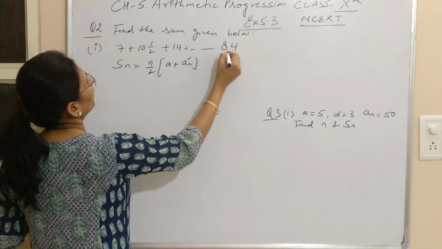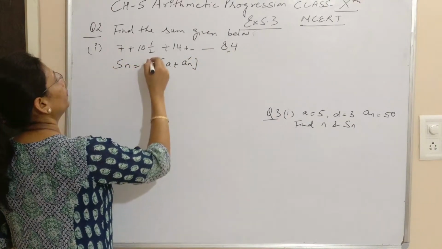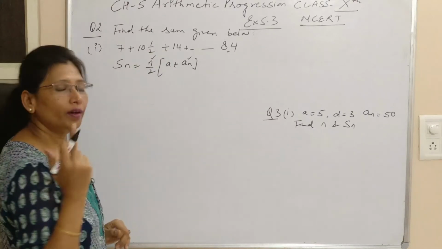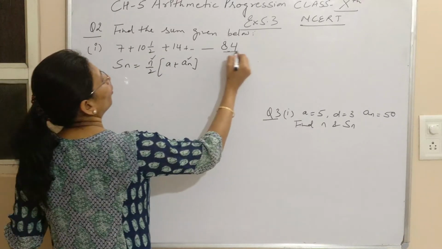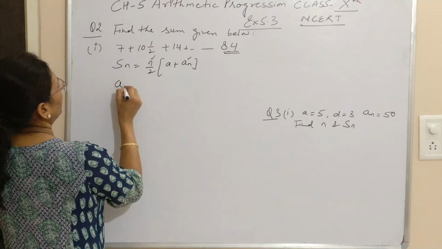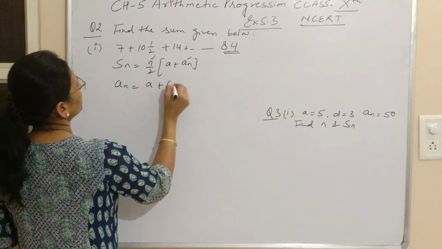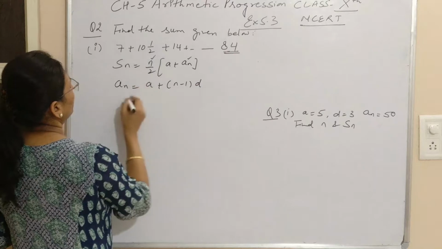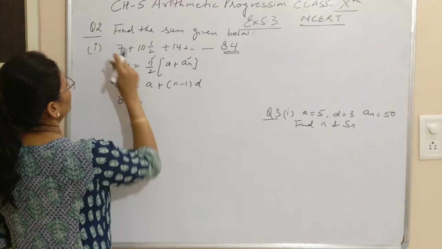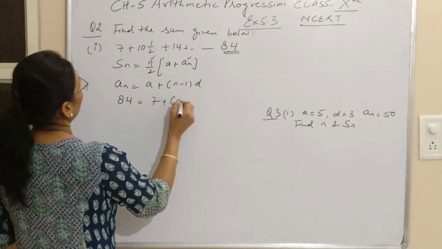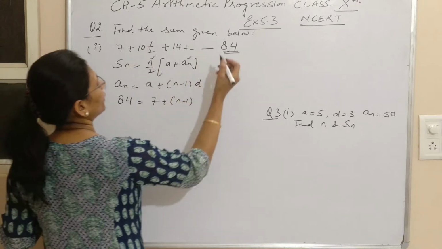But an is given, that's fine. A is given, that's fine. But n we don't have. So we have to find n. Now we'll recall the nth term formula which we have done in the second exercise. This is the nth term. Now an is 84. What is the first term? This is 7. N we don't know. And how much is common difference? I forgot to find out.